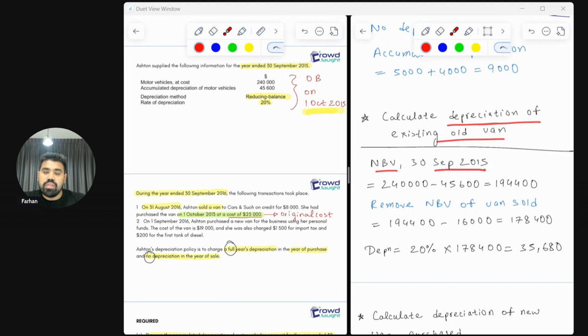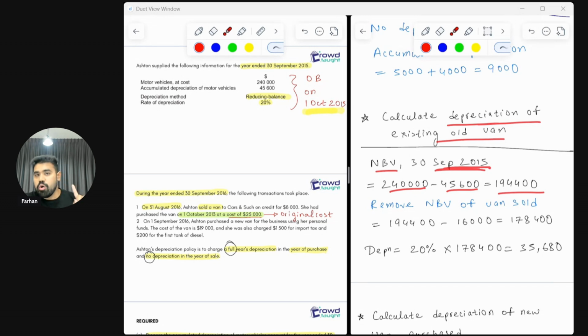If we want to find the net book value at any given point in time, it's simply the difference between the cost and the accumulated depreciation, right? Now the cost is $240,000 and the accumulated depreciation is $45,600, which gives us a net book value of $194,400 at 30 September 2015.